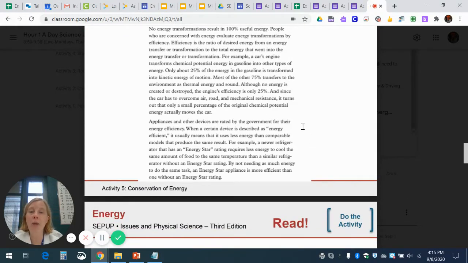Appliances and other devices are rated by the government for their energy efficiency. When a device is described as energy efficient, it usually means that it uses less energy than comparable models that produce the same results. For example, a newer refrigerator that has an Energy Star rating requires less energy to cool the same amount of food to the same temperature than a similar refrigerator without an Energy Star rating. By not needing as much energy to do the same task, the Energy Star appliance is more efficient than the one without the rating. So using the same amount of energy, the more efficient it is, the less is transferred into undesired energies.